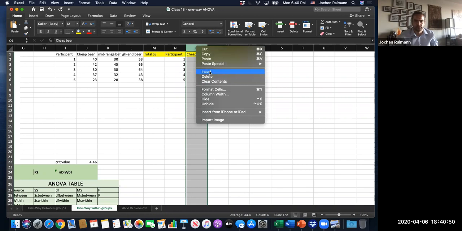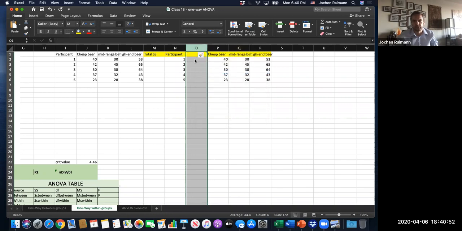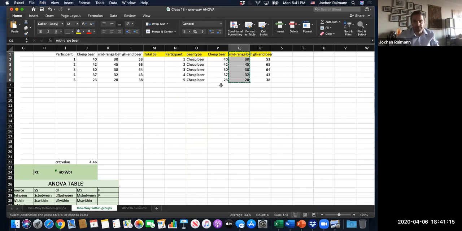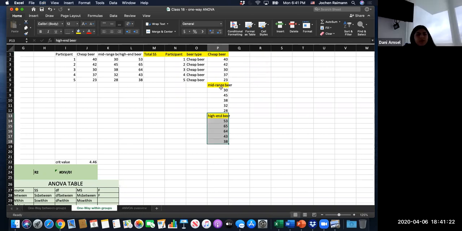And in the long format, you basically have for each entry a certain characteristic. So you have here the cheap beer, you have a repetitive identifier for cheap beer type. So you calculate all of this, and you arrange it in a way that it's long.